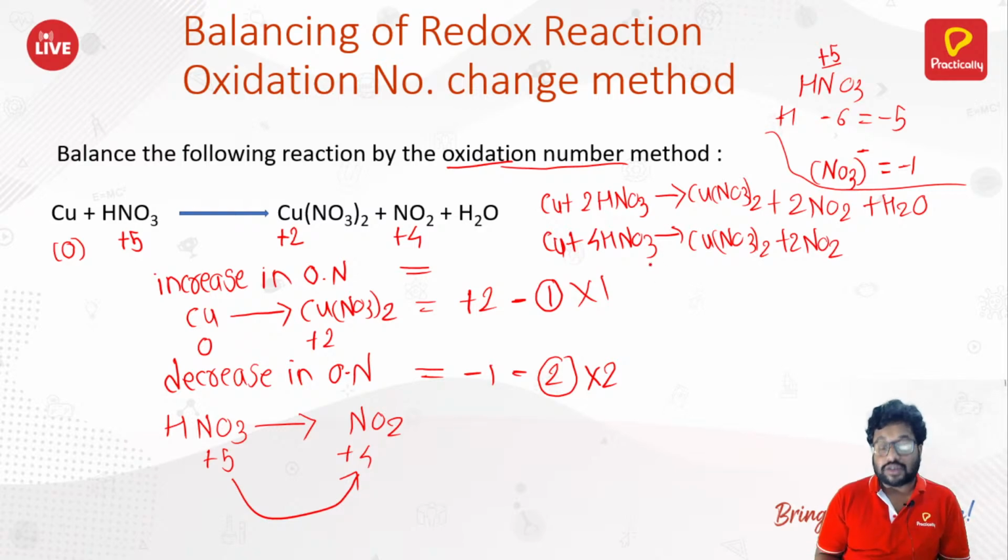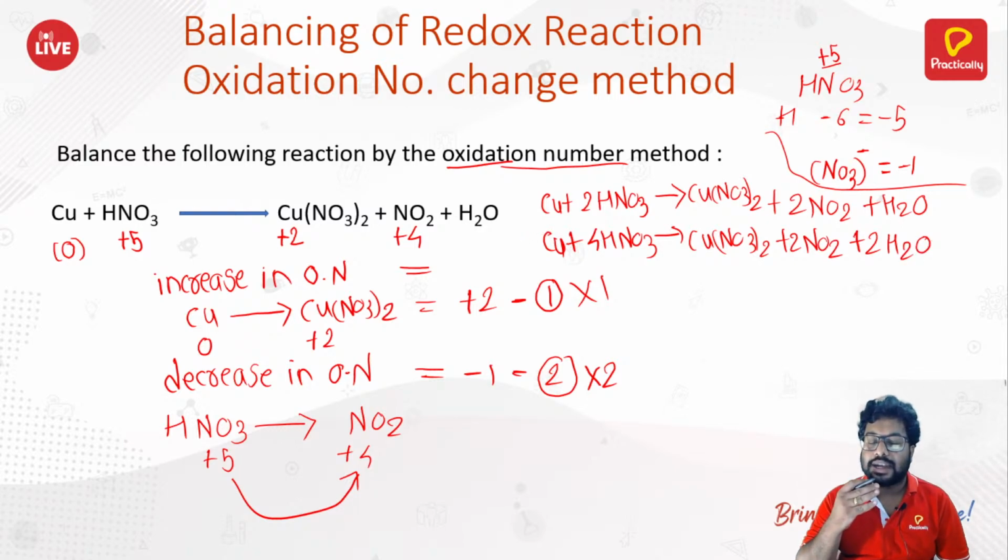Let's look at the oxygen now. You have 12 oxygen on the left hand side, and on the right hand side you have 3 into 2, 6, 6 plus 4, 10 oxygen. That means you will still need 2 oxygen there, out of which 1 oxygen is already there in the form of H2O. That means you need to add one more H2O. So if you add one more H2O, you will have 2 H2O there. And that is how, in terms of oxygen, the reaction has got balanced.